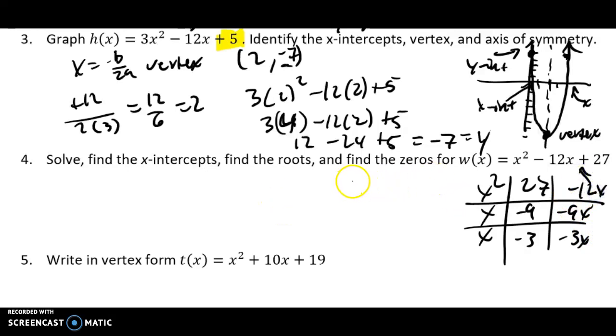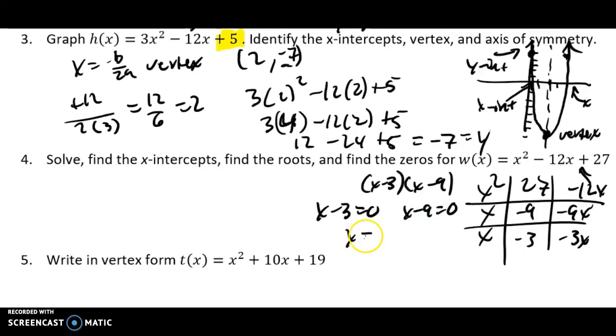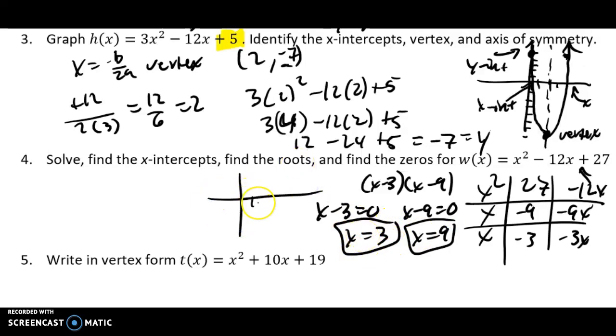So our answer to tic-tac-toe is, so w of x is equal to x minus 9, and, I'm going to erase that, x minus 3. Then to solve, we're going to separate and solve. So x equals 3, x equals 9. That is all of them. So it is the x-intercept. So 1, 2, 3, 4, 5, 6, 7, 8, 9. We do have a U shape that goes through them like that. They are the roots, they are the zeros, they are everything. So make sure you understand that.